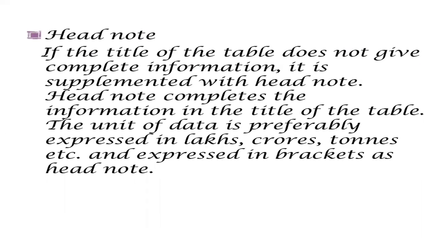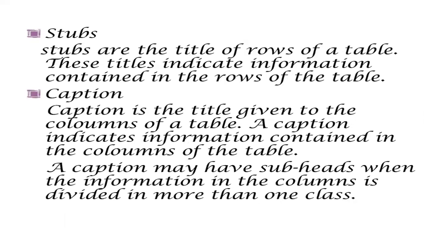Head note: if the title of the table does not give complete information, it is supplemented with the head note. The head note completes the information in the title of the table. The unit of data is preferably expressed in lakhs, crores, tons, etc., and put in brackets as a head note. Stub: stubs are the titles of rows of a table. These titles indicate information contained in the rows of the table.